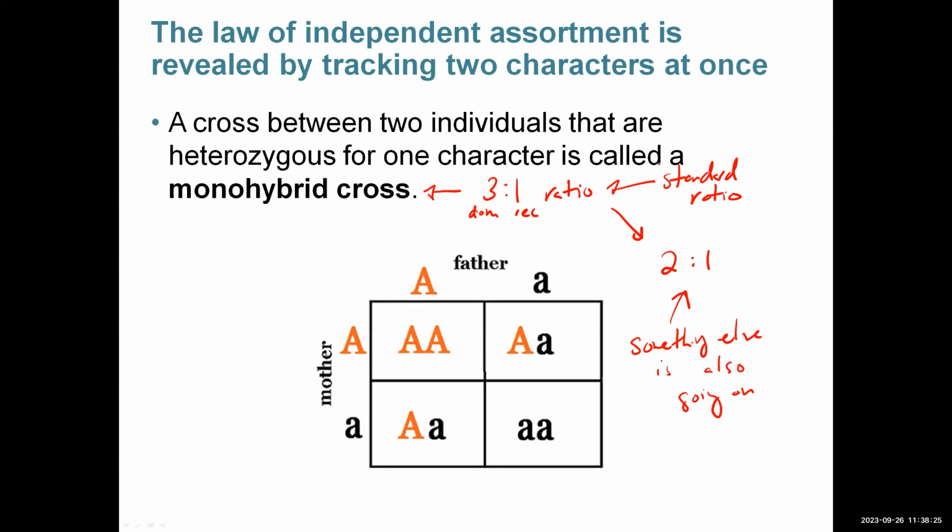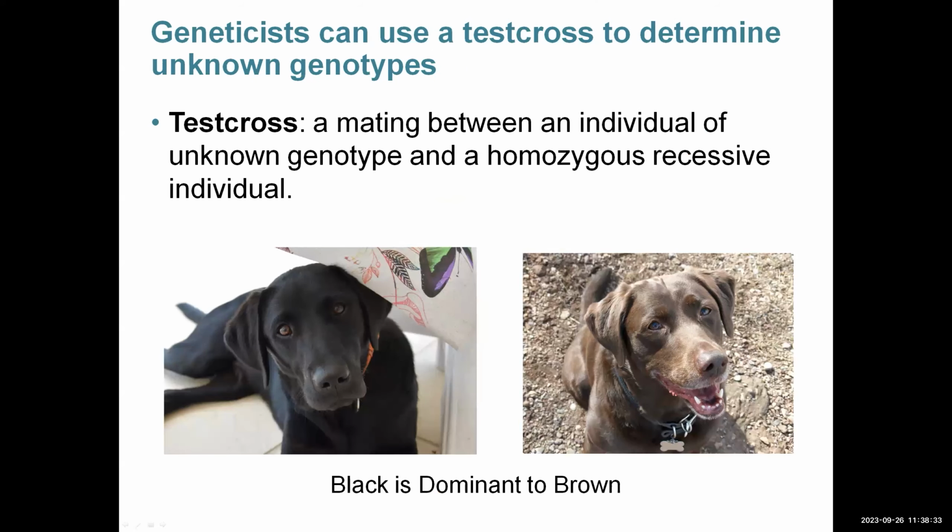There are other types of special crosses too. For example, test crosses work a specific way too. In a test cross, you set up a mating between an individual of unknown genotype and a homozygous recessive individual whose genotype is known. This time, instead of peas, we're going to think about it in dogs. The color of a lab's coat is determined in a dominant recessive fashion, where black is dominant to brown.